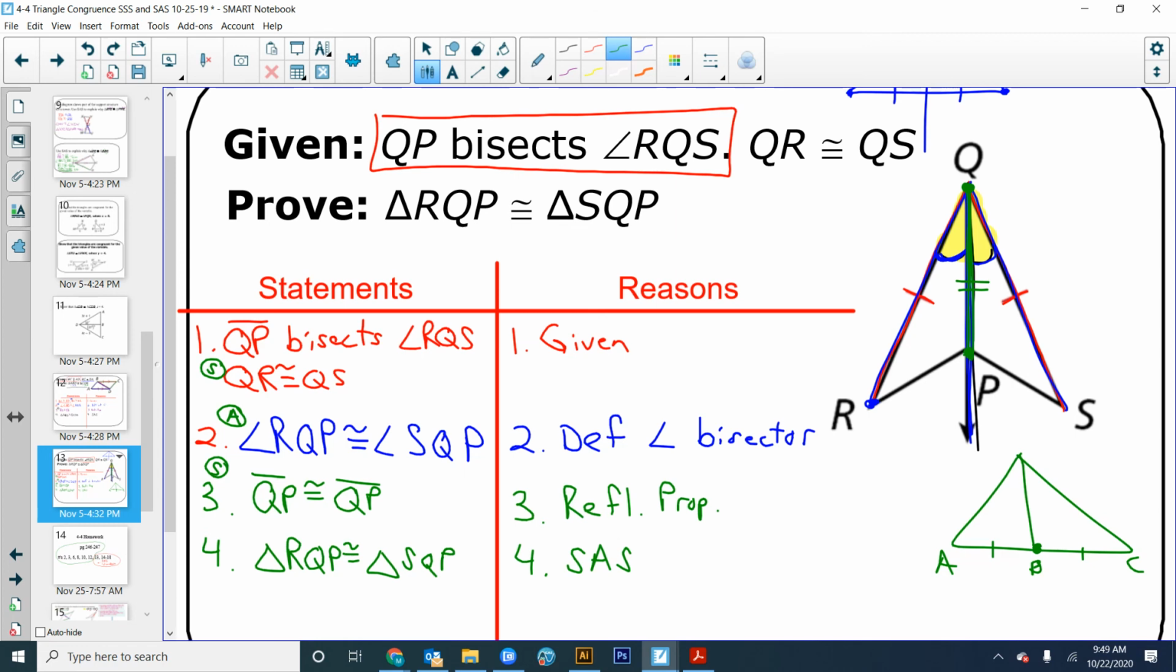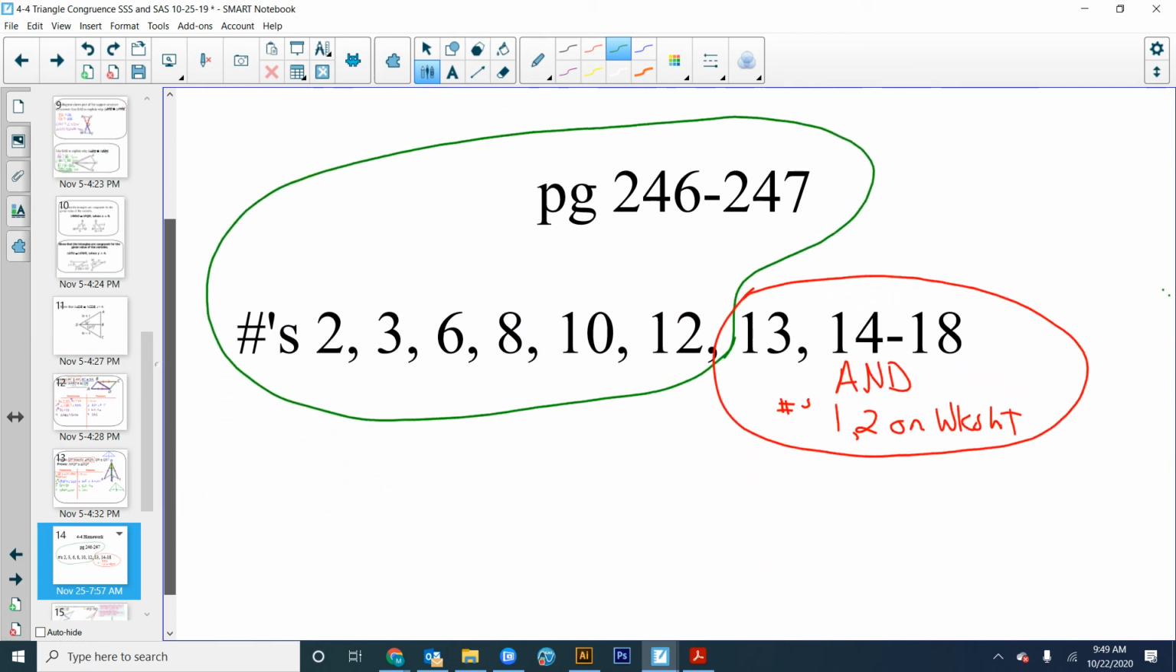Wink, wink. All right, so our homework tonight is in red. It's 13, 14 through 18, and numbers 1 and 2 on the worksheet. What worksheet? I'm glad you asked. I'll go ahead and pass it out.